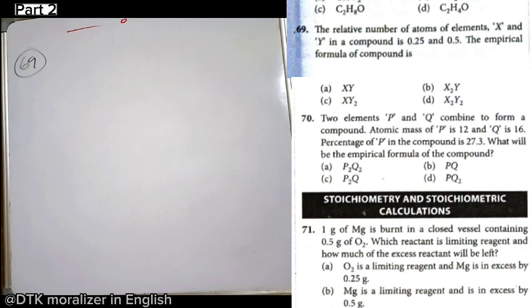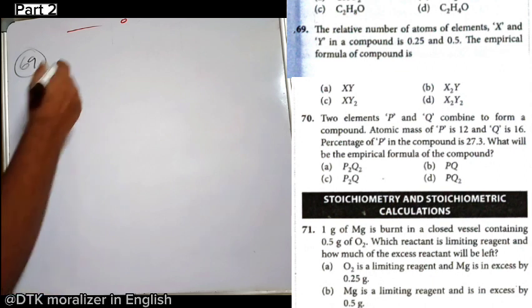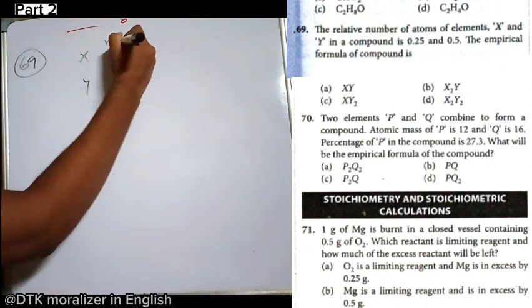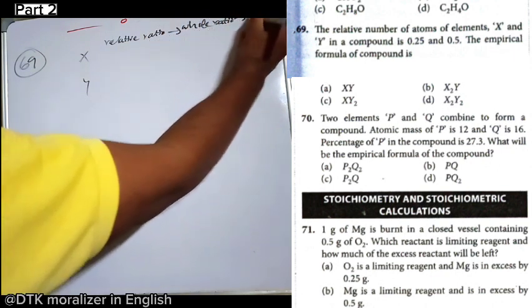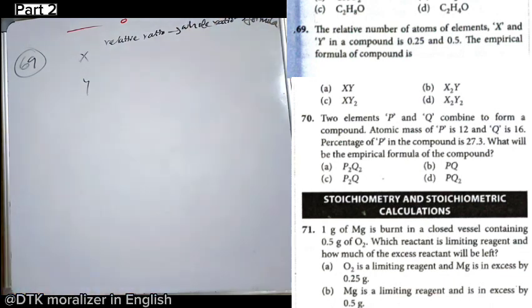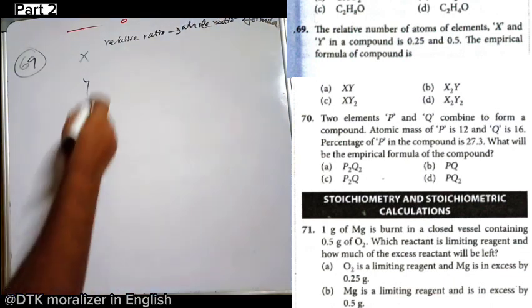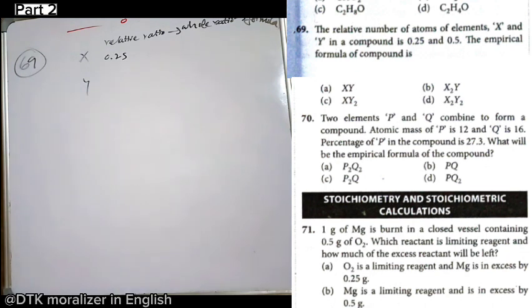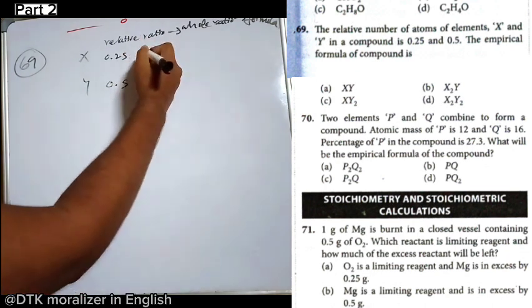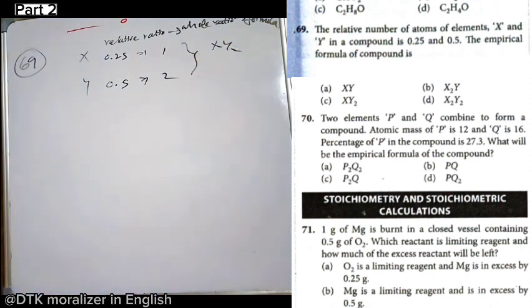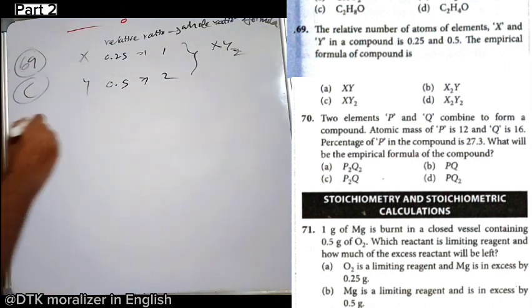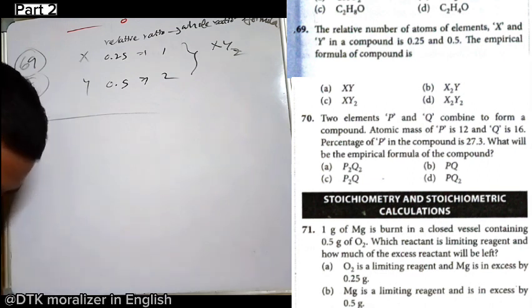Now question number 69. The relative number of atoms of elements X and Y in the compound is 0.25 and 0.5. The empirical formula of the compound is? Here the relative ratios are given. We have to find the whole-number ratios, and then the empirical formula comes out. By multiplying we can obtain the whole ratios. So the empirical formula is x/2. So option C is right.